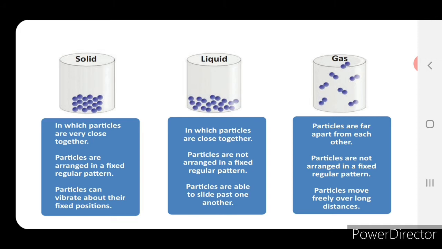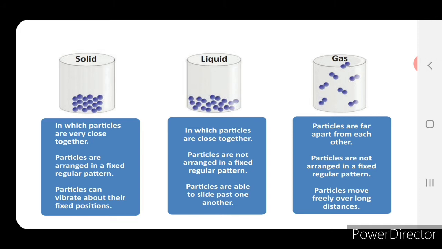Particles are not arranged in a fixed regular pattern, so particles move freely over long distance. So by observing this picture, you can say solids have definite shape, size and volume. Liquids will not have any shape, but they have a particular volume. Gas also does not have a definite shape, but it will have some volume.